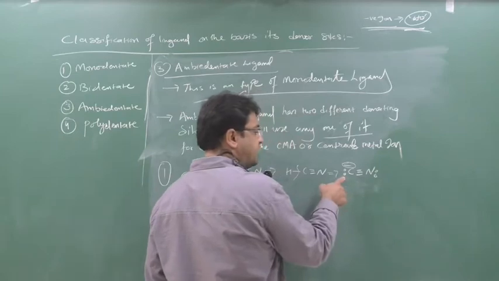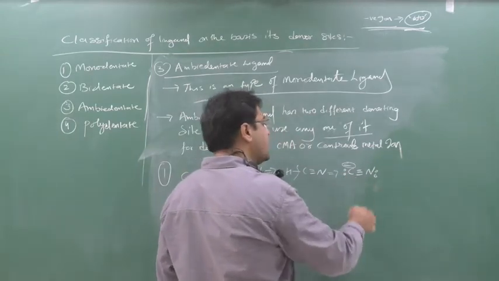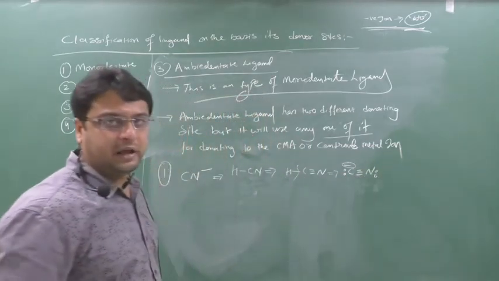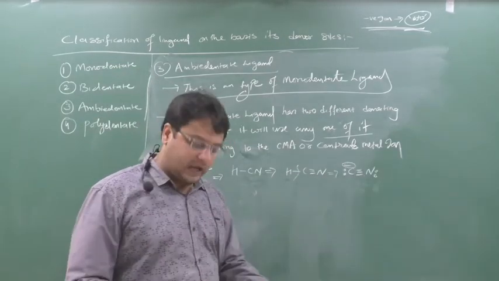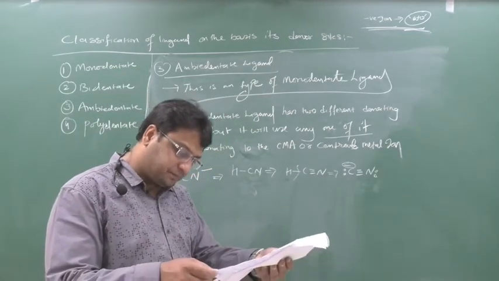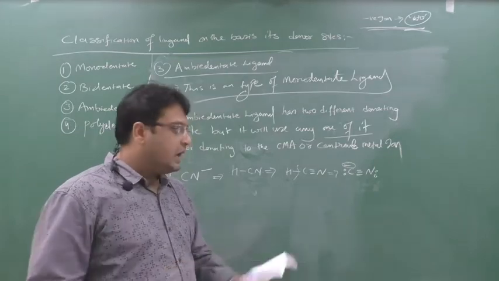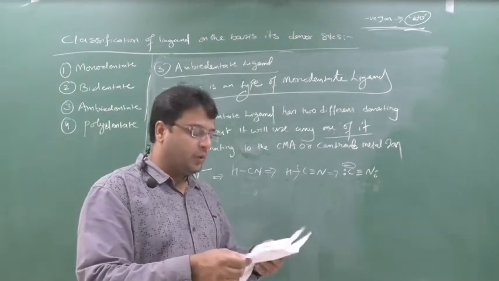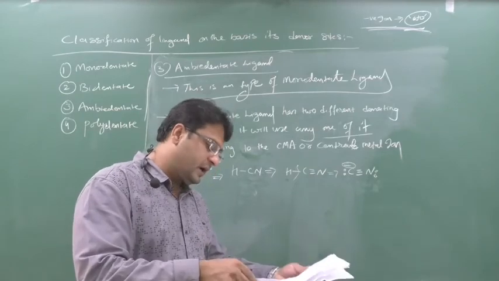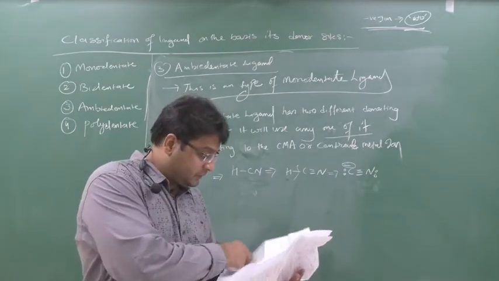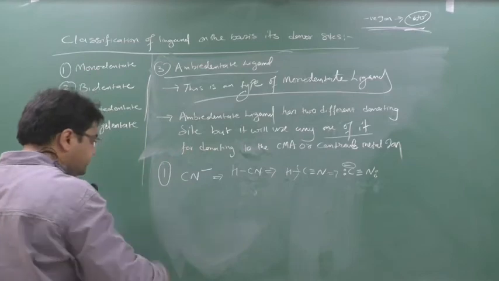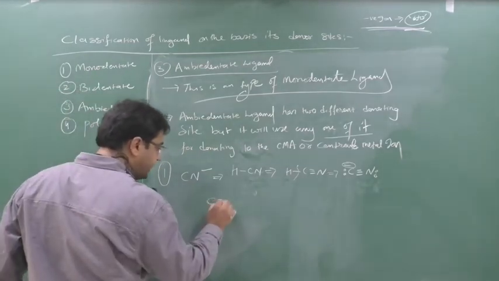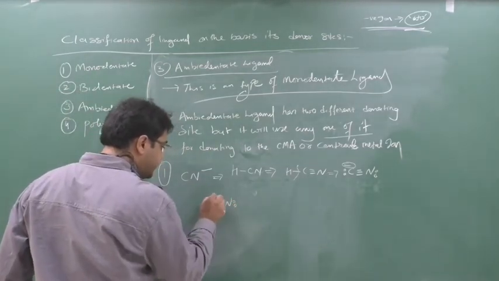So there is one site on carbon and another on nitrogen, but both cannot donate at one time. Either C will be used or N will be used. Clear this part? And who can give now? So this is the question. Now who will give? I will explain it to you. Wait a minute. Now see, C triple bond N. So who is ready to give?